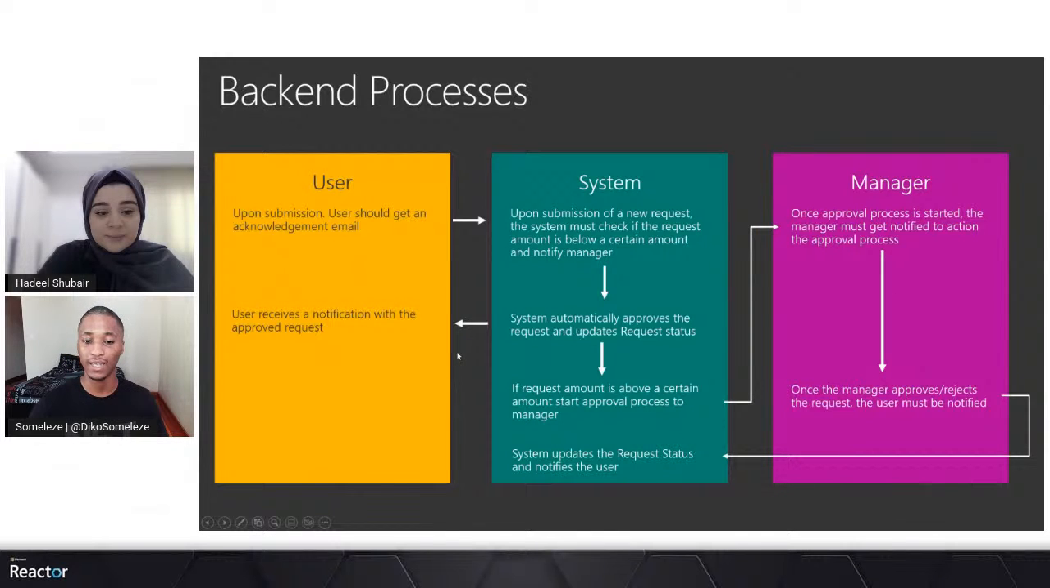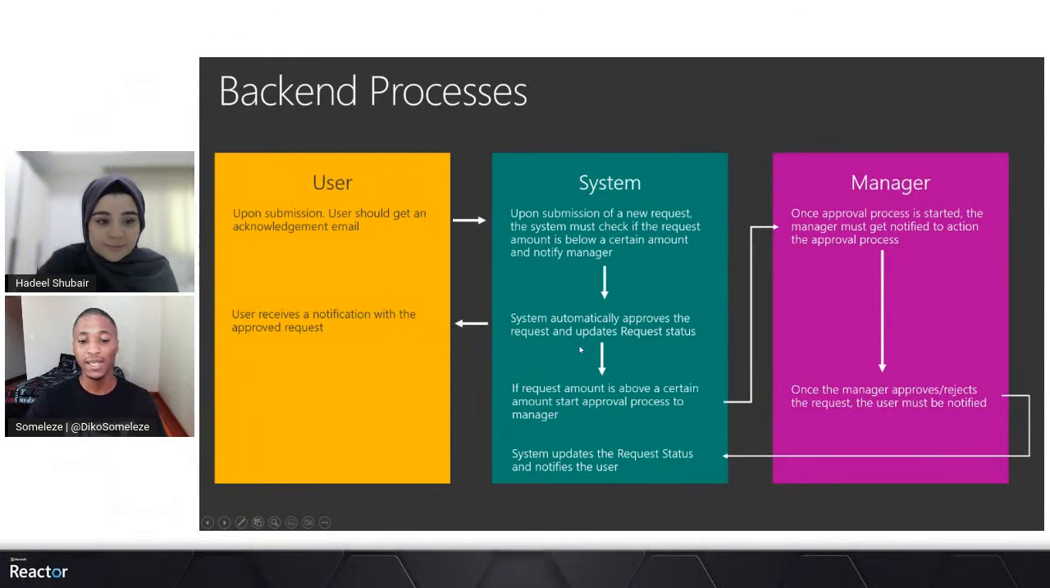So you can see again, when that happens within the system, which is checking if the request amount is below a certain amount and then notifying the manager, the system would then automatically approve the request and update the request status to that specific status. Right. And then after it automatically approves the request and updates that request status, obviously the user needs to receive a notification with the approved request. So once it's been approved, I need to get a notification that I am getting my new device. Once it's been rejected, I need to get a notification that I am not getting the new device that I actually requested.